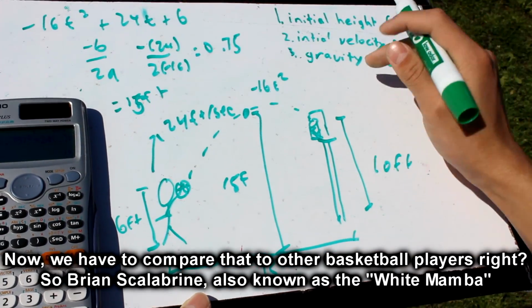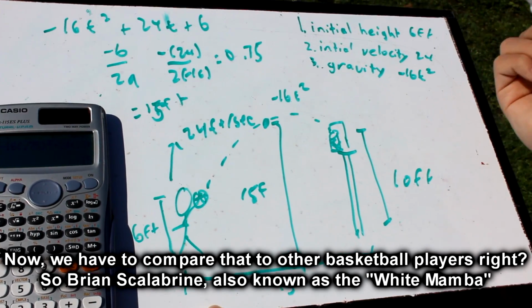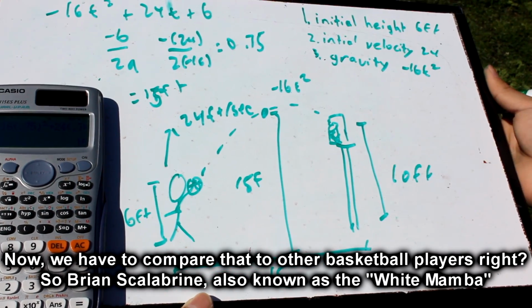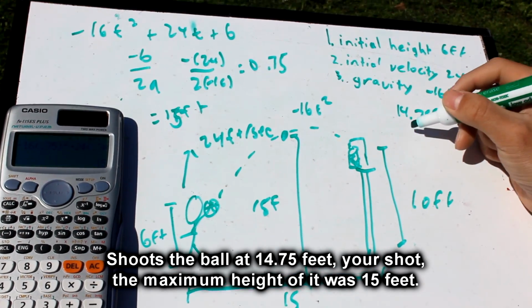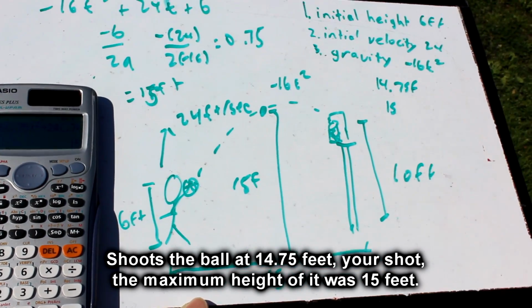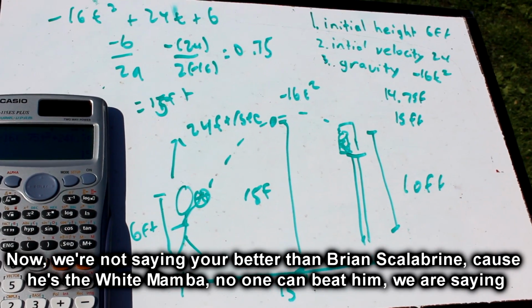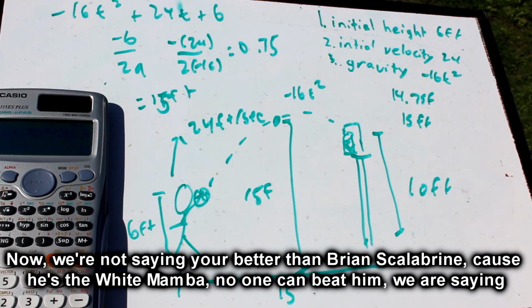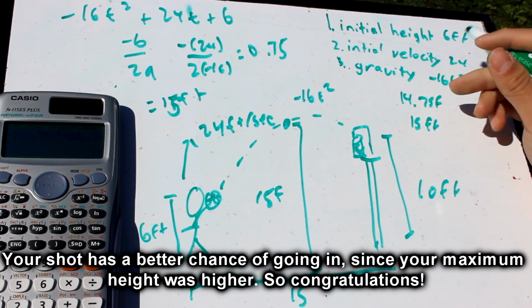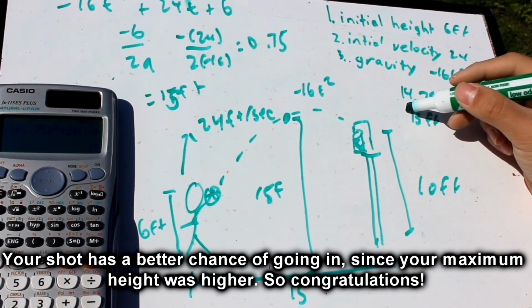Now we have to compare that to other basketball players, right? Brian Scalabrine, also known as the White Mamba, shoots the ball at 14.75 feet. Your shot's maximum height was 15 feet. Now, we're not saying you're better than Brian Scalabrine because he's the White Mamba, no one can beat him. But we're saying your shot has a better chance of going in since your maximum height was higher. So, congratulations.